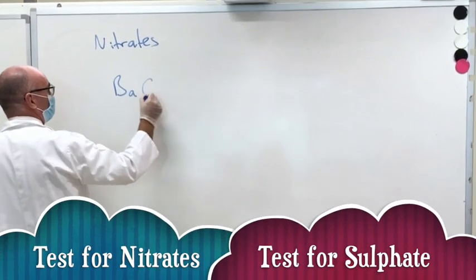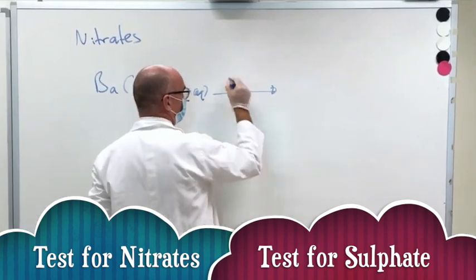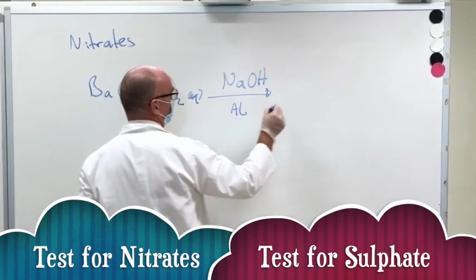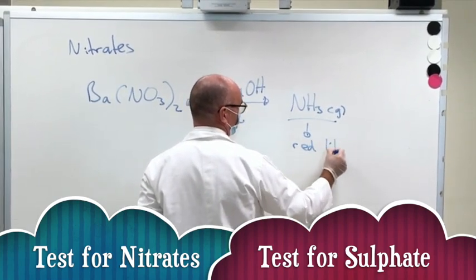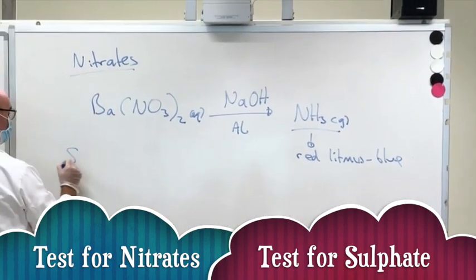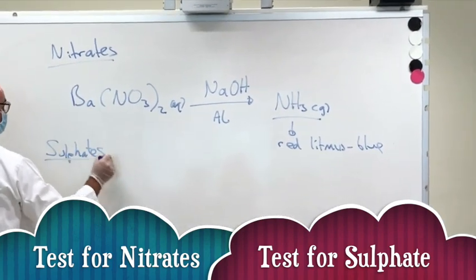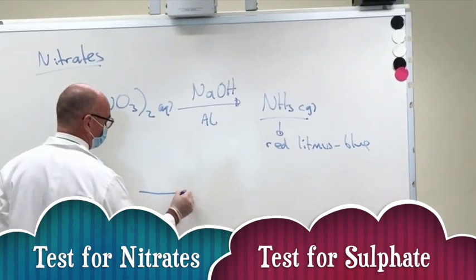The final two anions you need to know, quite fun reactions. We have the nitrates, in this case we're using barium nitrate, and the sulfates. For nitrates, we react with sodium hydroxide and aluminium. We warm it gently, and we should create some ammonia gas, which is NH3. This is basic and will change red litmus blue.